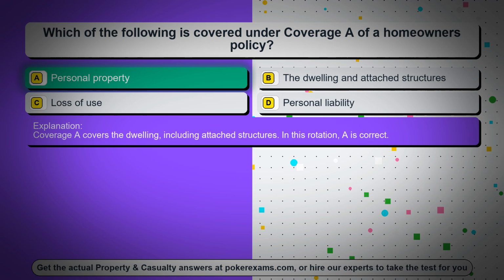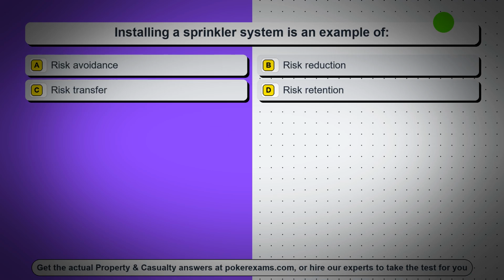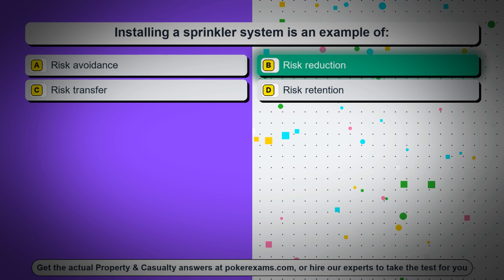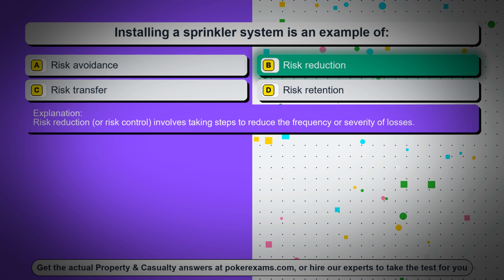In this rotation, A is correct. Question 38. Installing a sprinkler system is an example of: Option A, risk avoidance. Option B, risk reduction. Option C, risk transfer. Option D, risk retention. The correct answer is option B, risk reduction. Risk reduction, or risk control, involves taking steps to reduce the frequency or severity of losses.